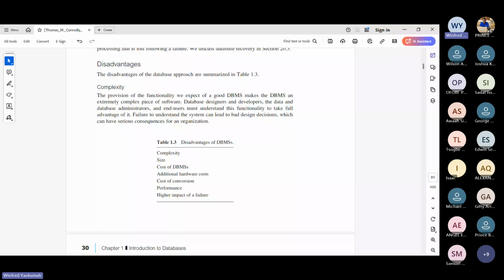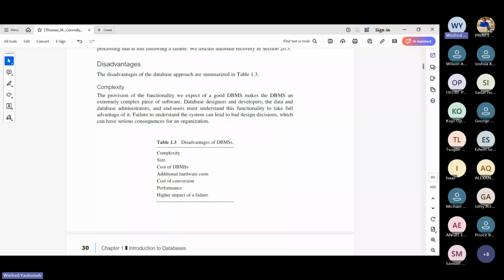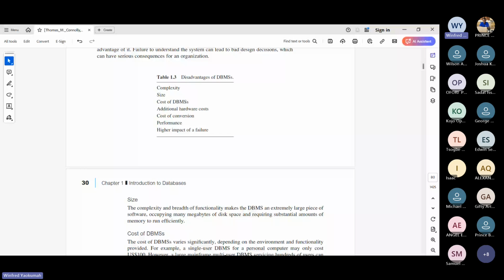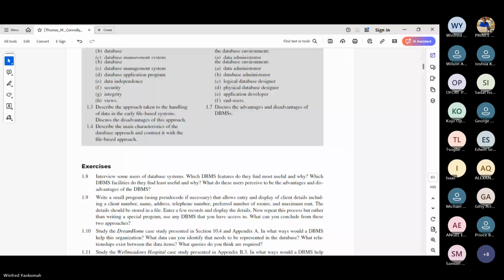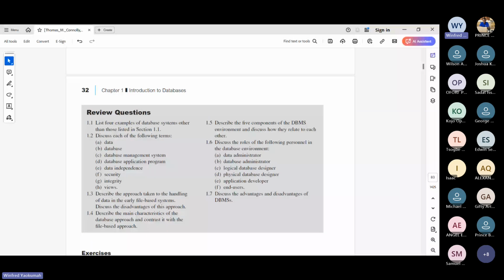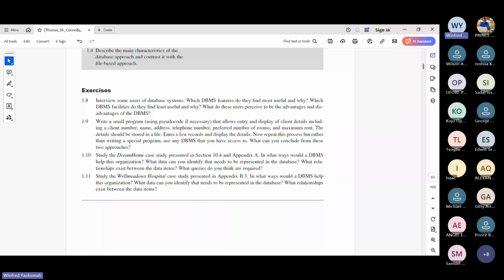Now, there are also disadvantages we saw the other day: database management systems can be complex, performance degradation, cost of conversion, etc. And that led us to the end of that chapter. I advise you to review the chapter, try to attempt answering these review questions and these exercises so that you can be sure you thoroughly understand the chapter.